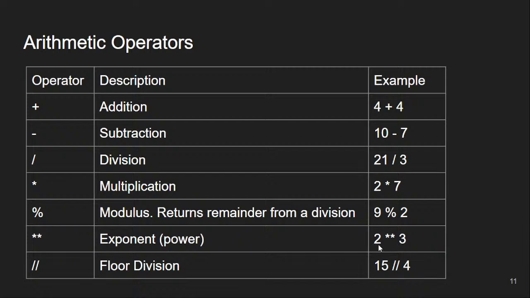Then we have exponent. Exponent just means to the power of. So this is 2 to the power of 3, and this is how you write it with double star. You use double star to write the power or exponent. You also have floor division. This is how you write it with double slash. So I will allow you to try that floor division in your code and see what you get. Try the floor division in your code and see what you get.